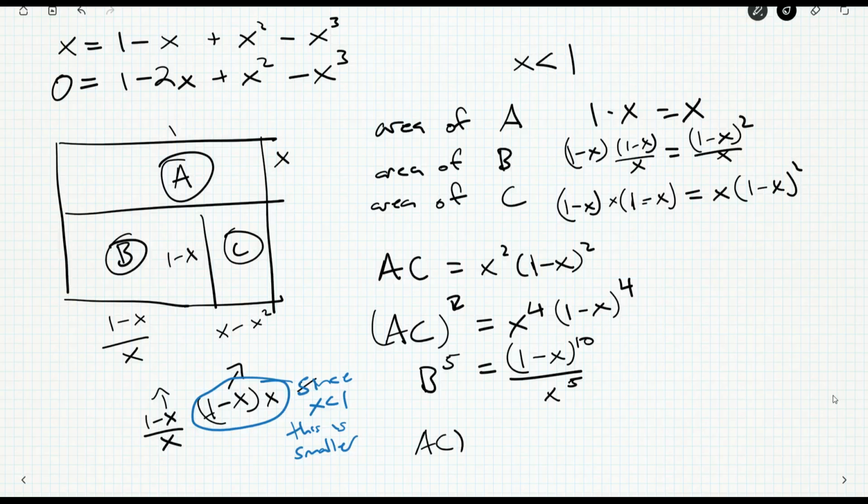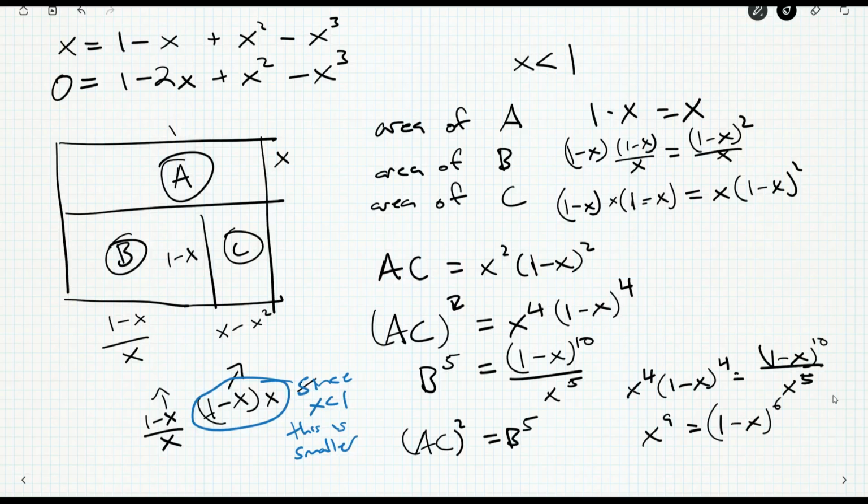Suppose it were. Suppose we did have AC squared is equal to B to the 5. Then we'd have x to the 4 times (1 minus x) to the 4 is (1 minus x) to the 10. I'm seeing some similar numbers here. So we can get x to the 9 is (1 minus x) to the 6. And then cube root it, and we get an x cubed. Hey, we got an x cubed over here. And then we cube rooted, so (1 minus x) squared. Nifty. Okay.